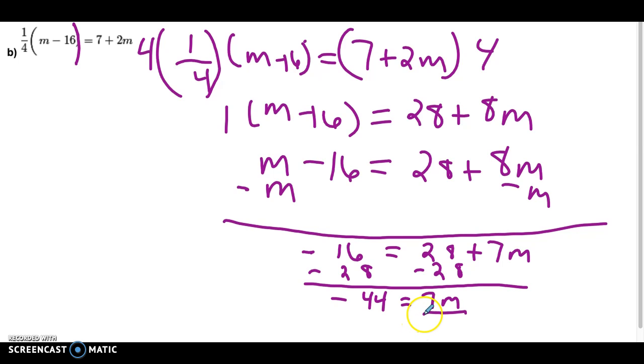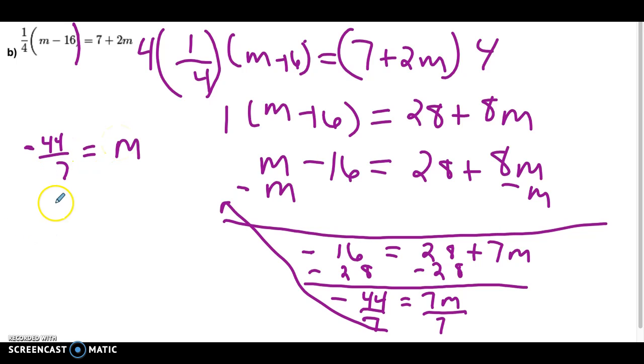Divide both sides by 7. I ran out of room, but if I go over here, I'm going to keep it as negative 44 over 7 equals m. And then using the symmetric property, I'm just going to write that as m equals negative 44 sevenths. And you can check that, and it will work in the equation.